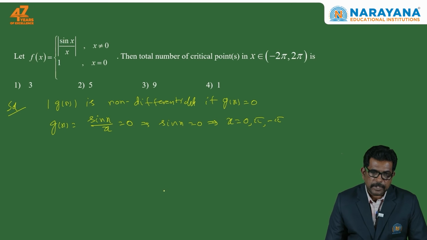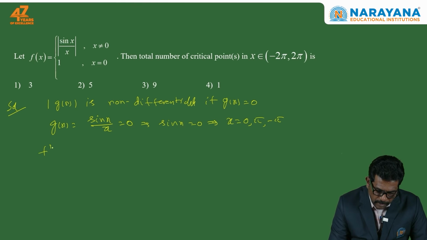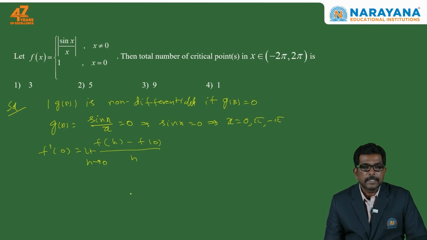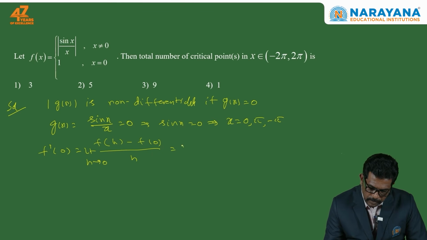To check the differentiability condition at x is equal to 0, I am going to check whether the function f is differentiable or non-differentiable. We have the formula f dash of 0 is equal to limit h tends to 0, f of h minus f of 0 upon h. This is f dash of 0.